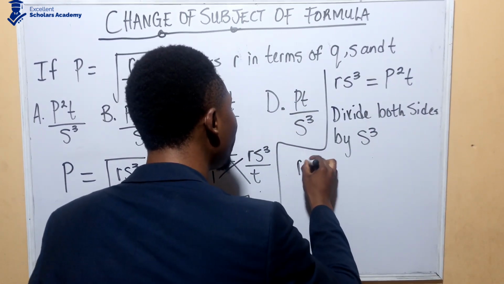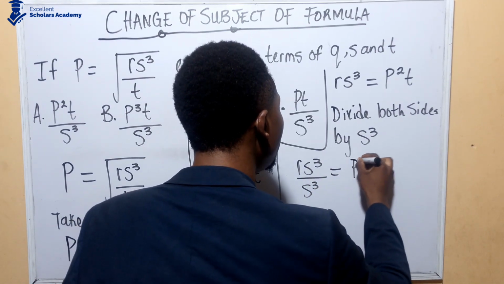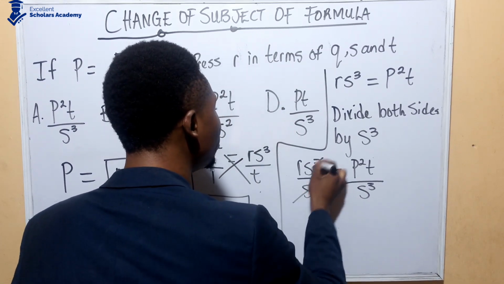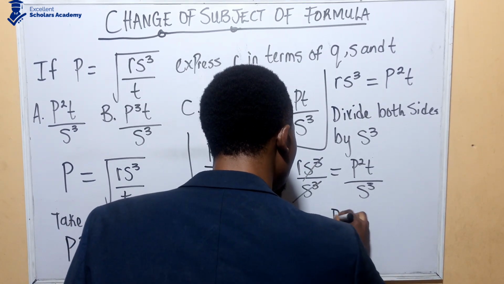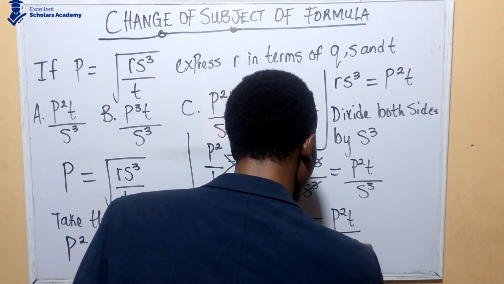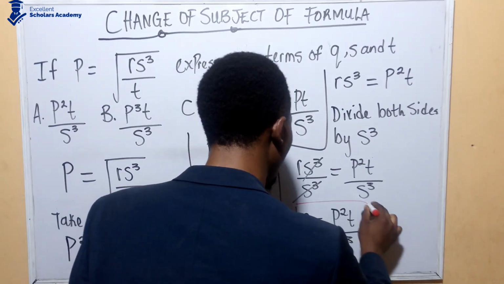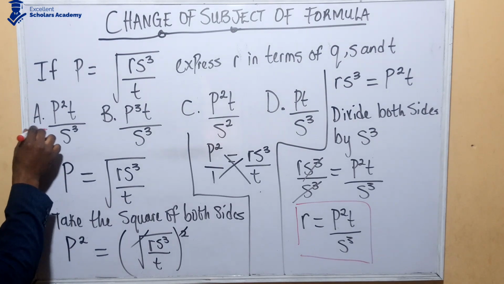So it becomes RS to the power of 3 over S to the power of 3 is equal to P squared T over S to the power of 3. Now this takes this away here. Then you have R is equal to what? P squared T over S to the power of 3. So this is going to be our answer. So which of these options has this? That's actually option A. So option A is our answer.